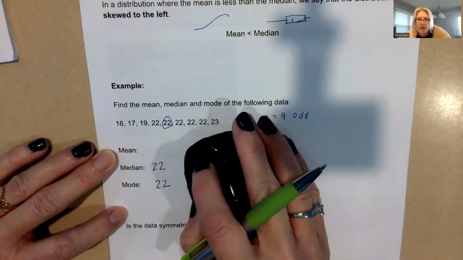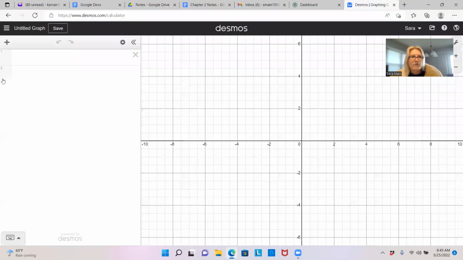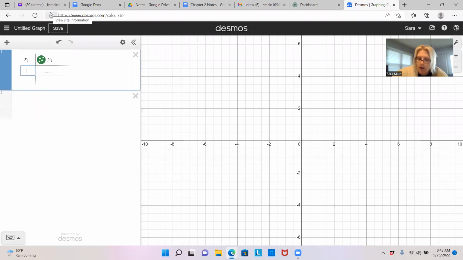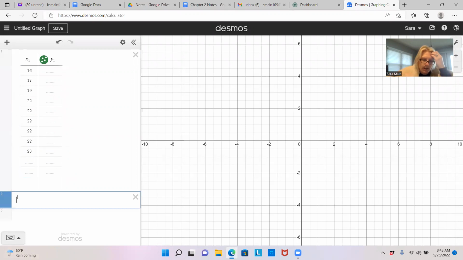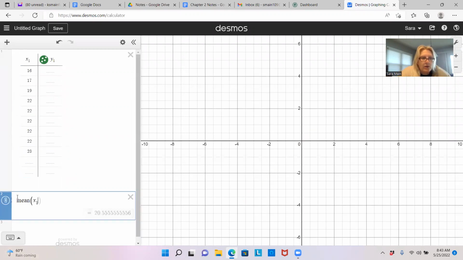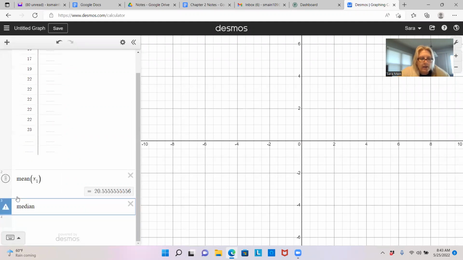And then let's look at the mean. And we're going to go to Desmos for that. And I'm going to just make a quick table. This is the only real data set we're looking at in this lesson, so I don't have a specific Desmos for this one. Okay, so then I'm going to go down here and I'm just going to type mean of X1. Okay, and I'm going to validate the median is 22. So the mean is 20.56. Okay, so they're fairly close together, actually.